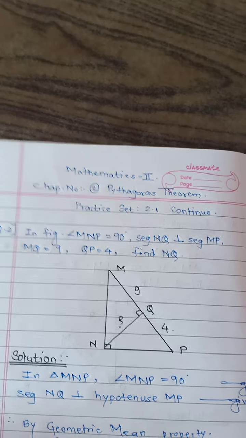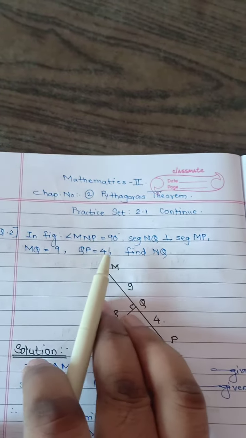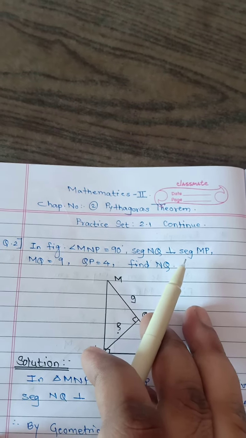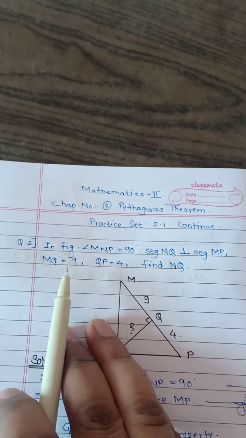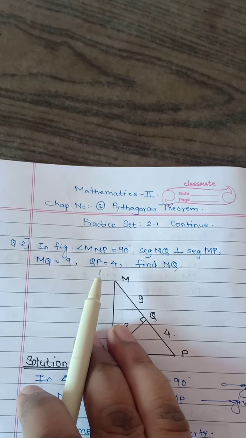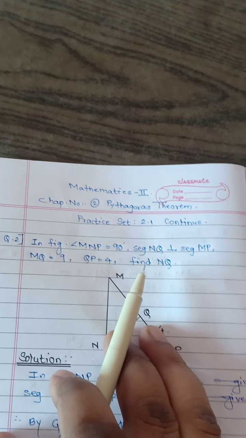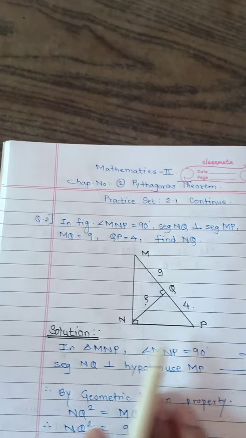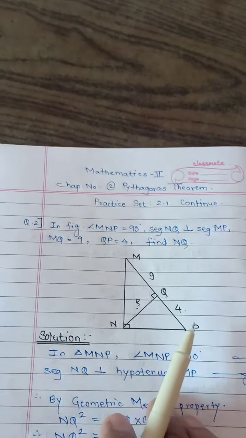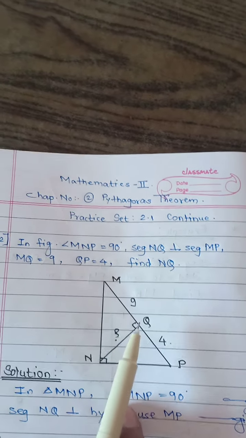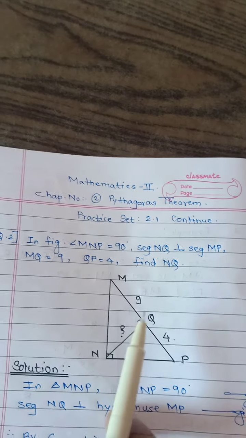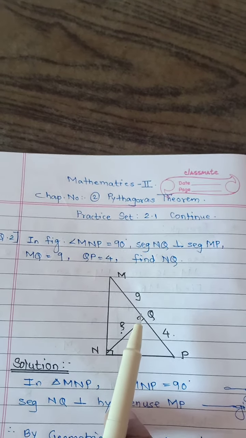Let's see what is given in question number 2. In the figure, angle MNP is 90 degrees, segment NQ is perpendicular to segment MP, MQ equals 9, QP equals 4. Find the value of NQ. Now see the diagram part. In this triangle MNP, angle MNP is 90 degrees, MQ is 9, QP is 4, and we have to find the value of NQ. So let's solve this problem.